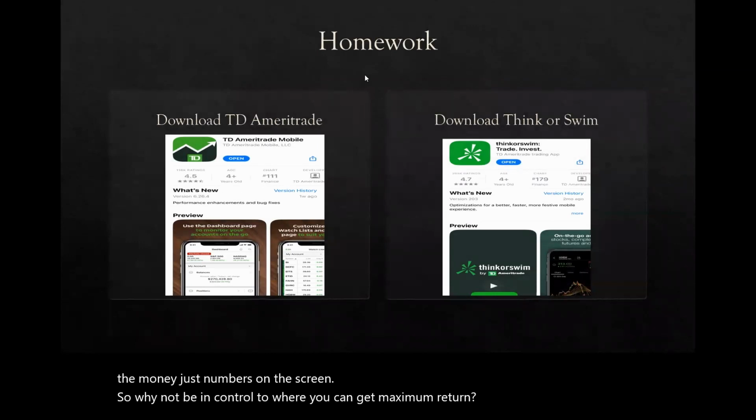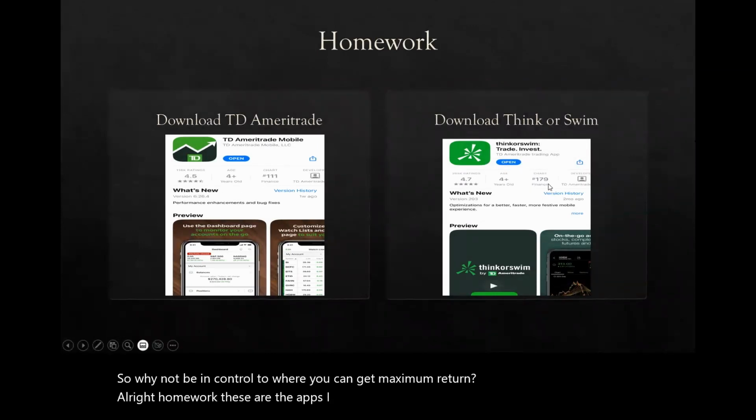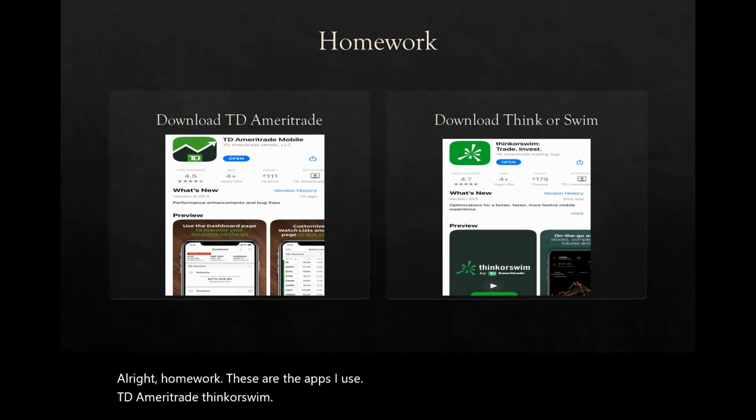All right, homework. These are the apps I use. TD Ameritrade, Thinkorswim. Hey, Lamar, I got a quick question in regards to the Ameritrade and the Thinkorswim.